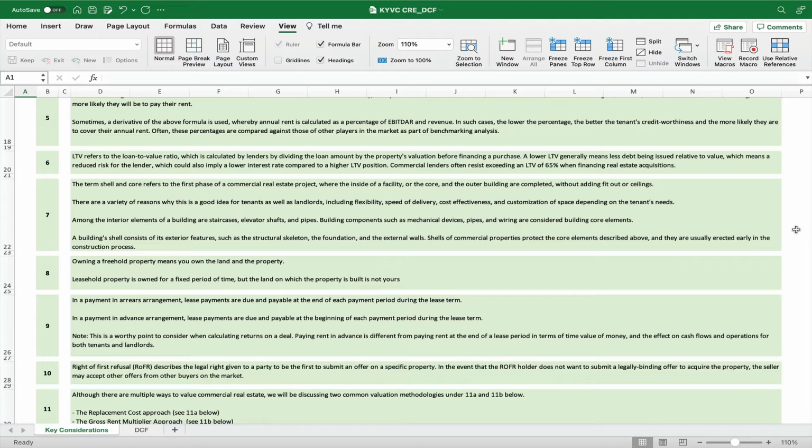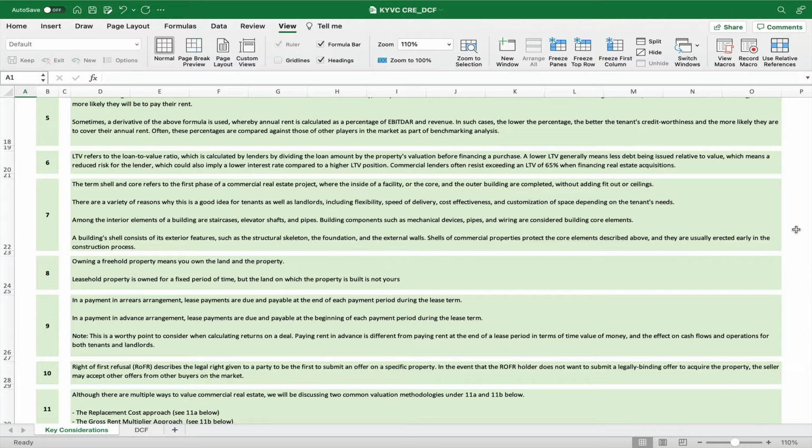The other concept now that we want to discuss is what shell and core means, because this is also a common commercial real estate term. And what shell and core refers to is the first phase of a commercial real estate project. So when you acquire a property that is considered shell and core, you are acquiring a property where the inside of the facility, or the core, and the outer building are completed, but without fit-outs or ceilings.